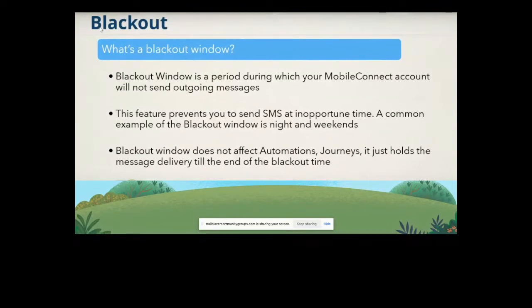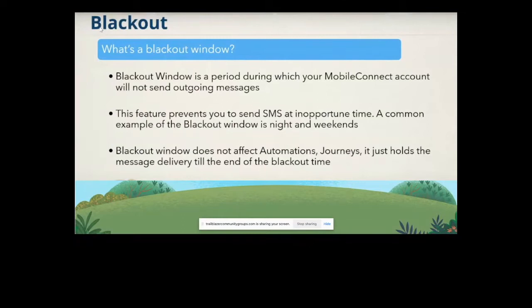These kinds of activities can be managed inside Marketing Cloud, and that's why we call it a blackout window. It's a period during which your Mobile Connect account is not going to send any outgoing messages. This feature especially prevents you from sending SMSs at an inopportune time.